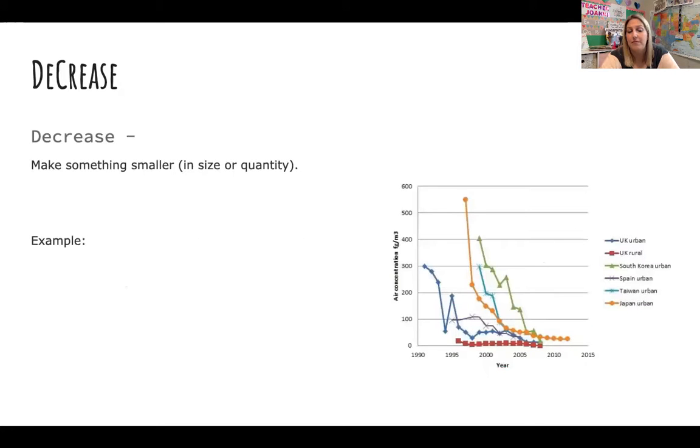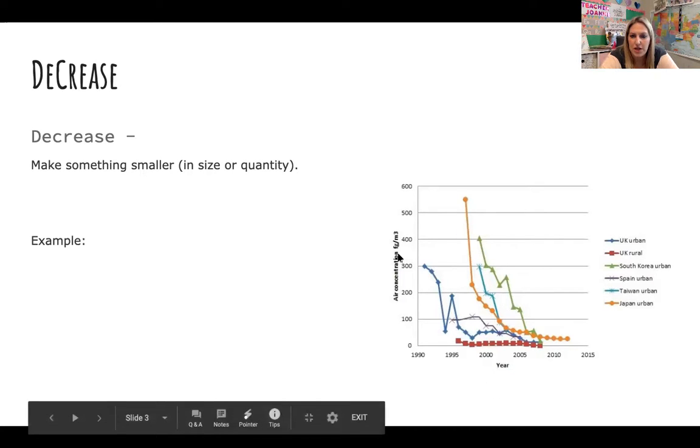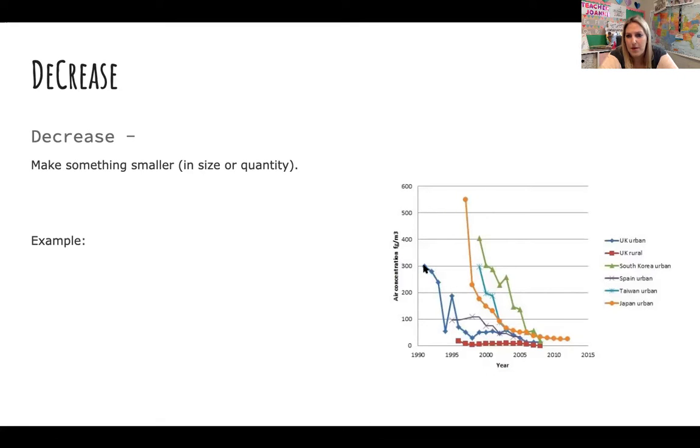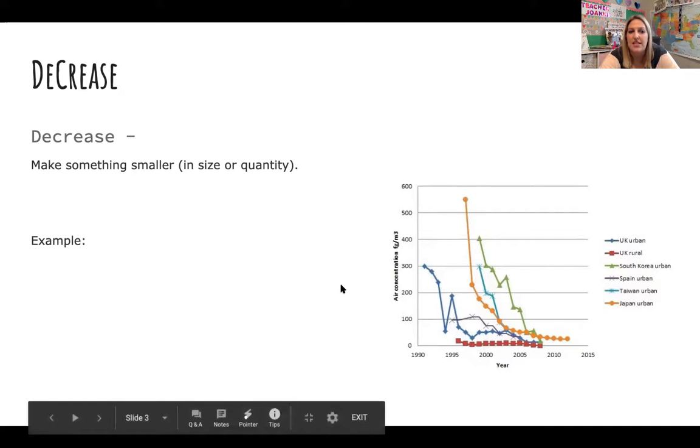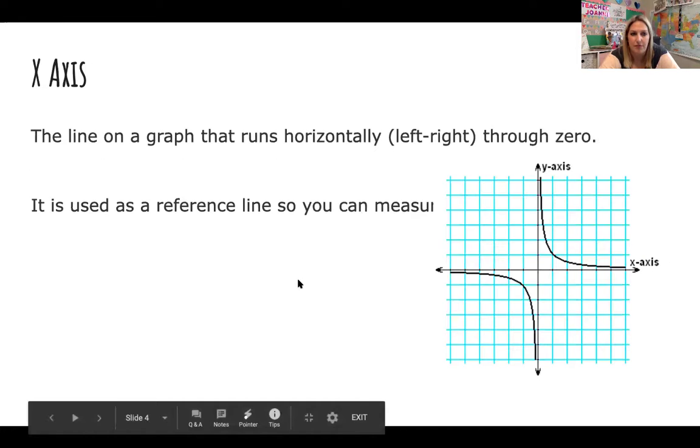The opposite of increase, and you'll see the prefix de, means to lower, to make something smaller in size or quantity. So this is just a graph of air concentration. You can see the different graphs, and you can see, for example, the blue is an urban area in the UK. You can see it started at 300 and it decreased. So decreased means that we make something smaller.